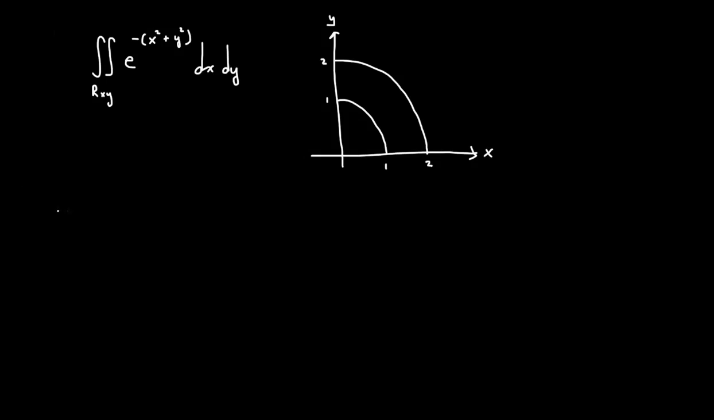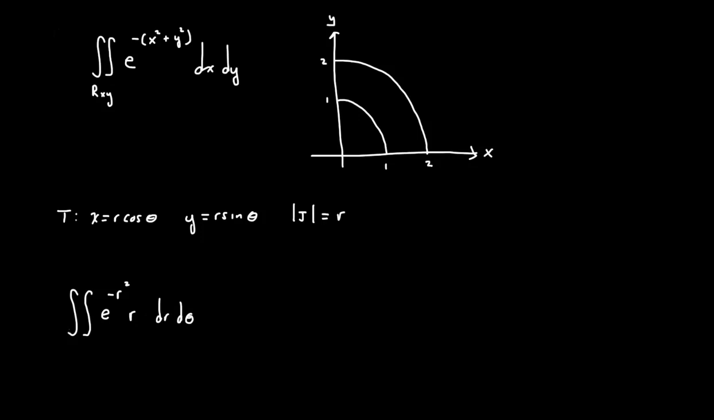First, we'll indicate our transformation. X equals r cosine of theta, y equals r sine theta. And the absolute value of the Jacobian will equal r. Our integration becomes the integrand, which is e to the negative r squared, the Jacobian r, dr d theta. So I'm going to fix theta to go from 0 to pi over 2, and r is going to go fixed 1 to fixed 2.